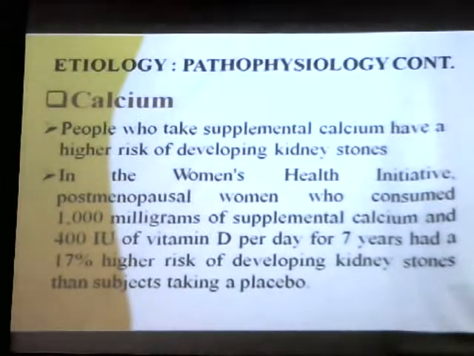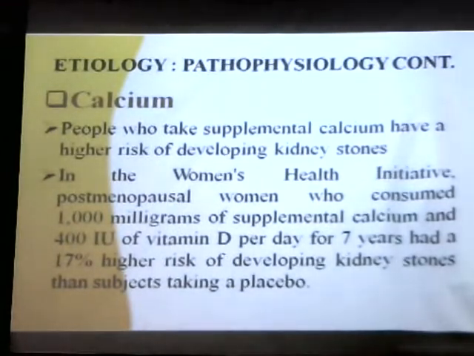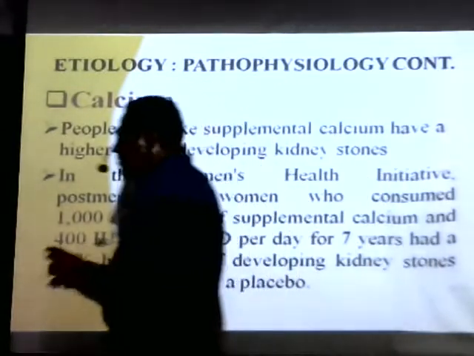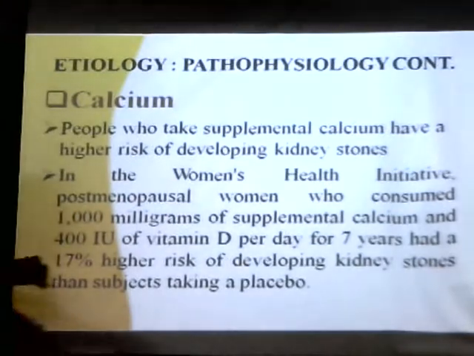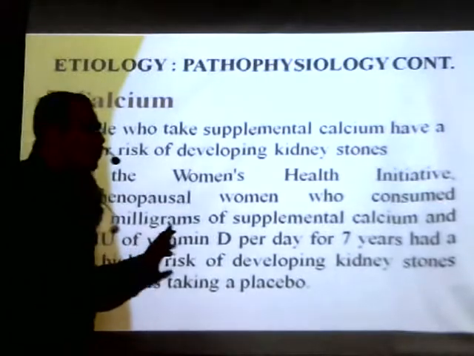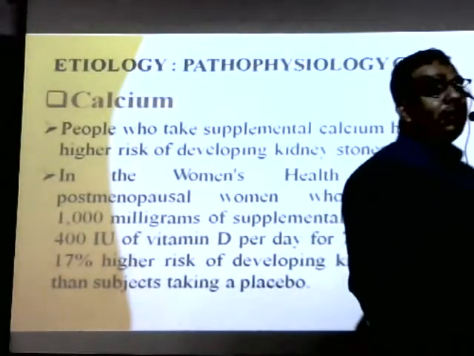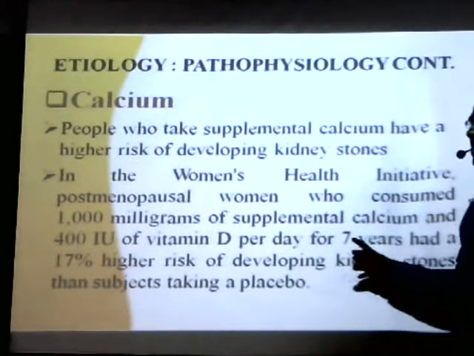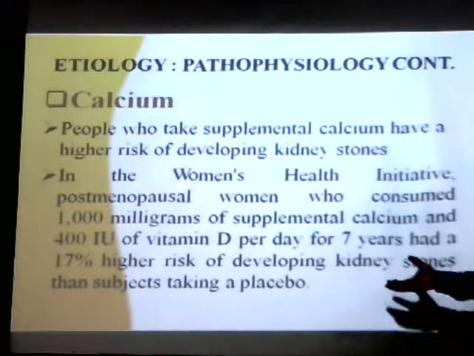In the Women's Health Initiative, post-menopausal women who consumed 1000 milligrams of supplemental calcium and 400 international units of vitamin D per day for 7 years had a 17% higher risk of developing kidney stone than subjects taking a placebo. Although this number, 17% higher incidence, is quite low, there is continued use for 7 years. This is a study where it was administered for 7 years. So after 7 years, there would be a 17% risk of development of renal calculi.